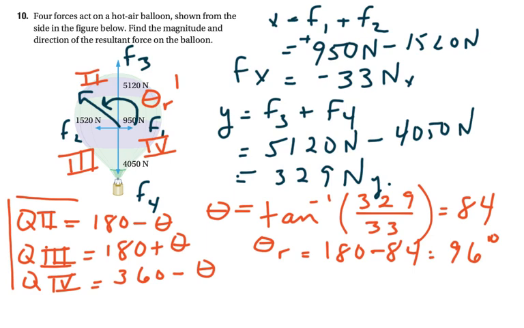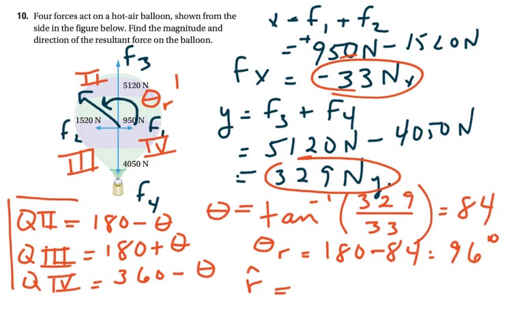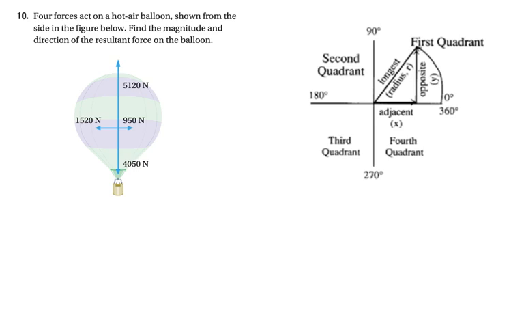And then if we wanted to find the magnitude of the resultant vector, it would be equal to our x component, 33, squared, plus our y component, 329 squared. Take the square root of whatever you get, and you end up with a resultant magnitude of 331 newtons. And that was just so I could talk about which quadrants were which, but I did that on the previous slide.